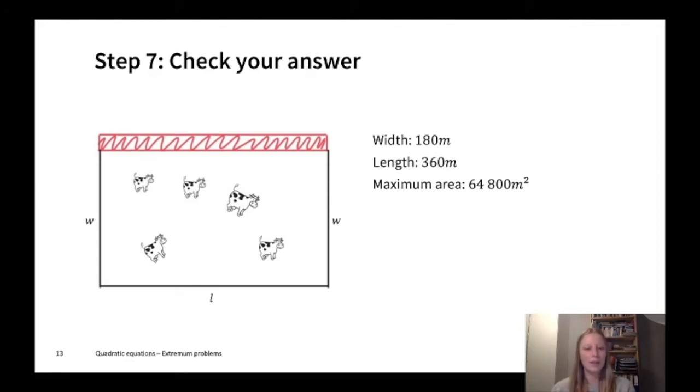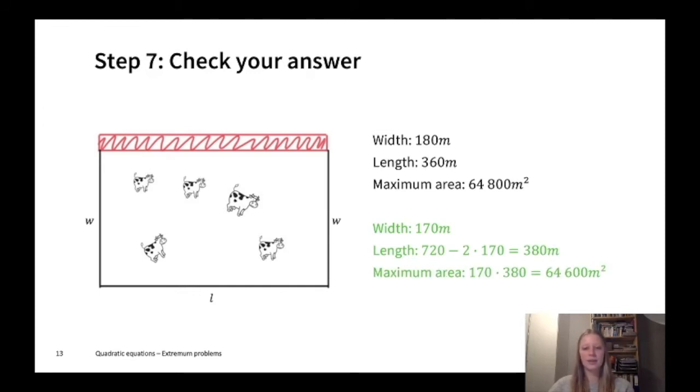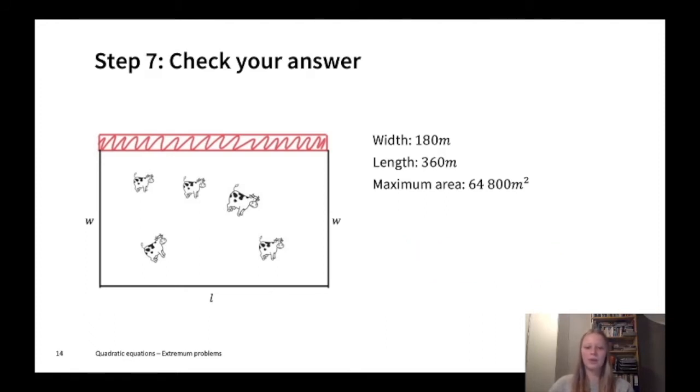So to check this, we're going to change up our values. So let's say that our width, in this case, is only 170 meters, so smaller than what we found. Then our length is 380 meters, and our area is 64,600 square meters. So as we can see here, this is smaller than the answer that we found, so this is good. Now let's change it up one more time. So we're going to take a width of 190 meters, so larger than what we found.